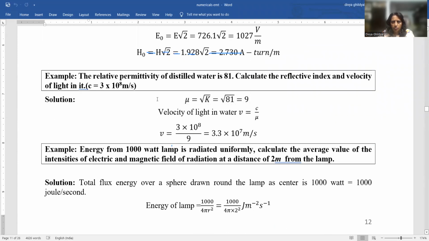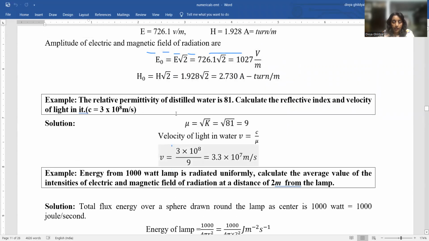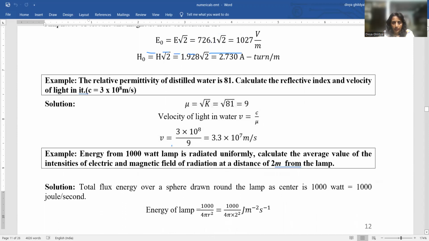Okay, this is a very small numerical of your last heading of electromagnetic field theory, last lecture, where I have told you about skin depth and all. The relative permittivity of distilled water is 81. Calculate the refractive index and velocity of light. So mu is under root k equal to 81, which is 9. Velocity of light in water is equal to c upon mu, keeping the value of c as 3 into 10 to the power of 8. And mu has been found here as under root 81 equal to 9.